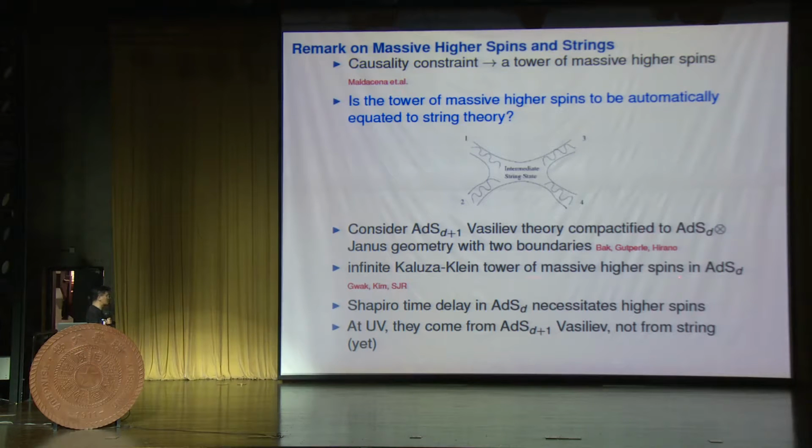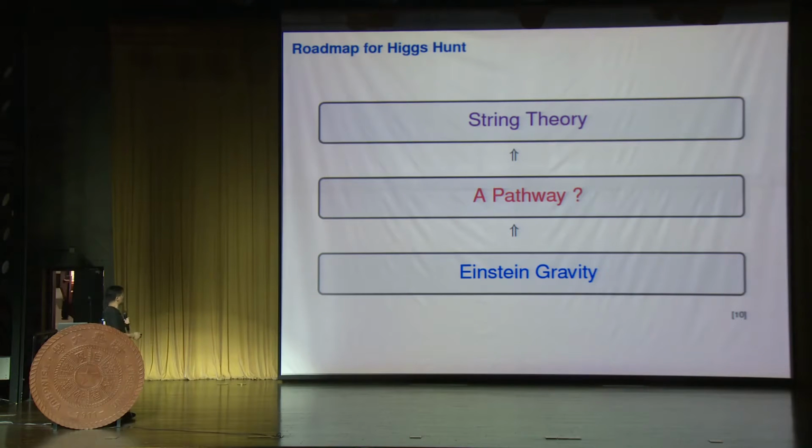Therefore, in this case, massive higher spin interacts with massless lower spin as well as spin 2, in the sense that the causality constraint analysis has been done. So if you look at the Shapiro time delay in AdS, in the lower dimension, then by this argument it will necessitate all massive higher spin towers. However, in this theory, if you go to the very UV, then it simply goes back to the AdS D+1 Vasiliev theory, which is not quite string theory. So it's not going to string theory, it's a higher spin theory rather than string theory. So the question I think still needs to be understood better.